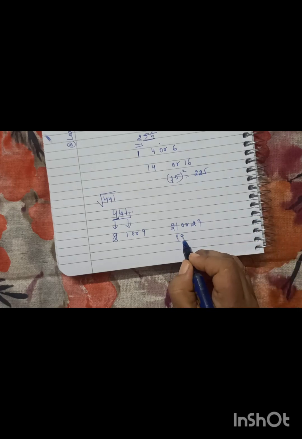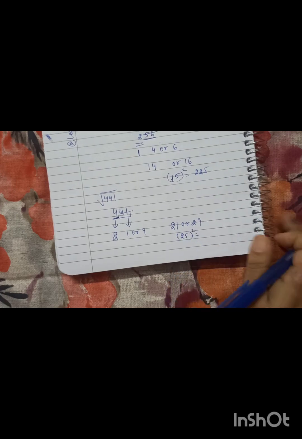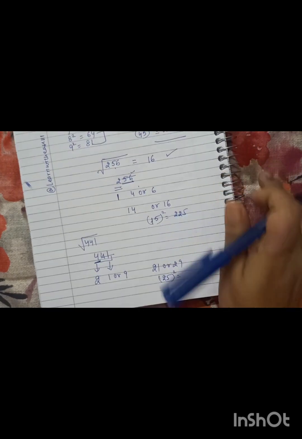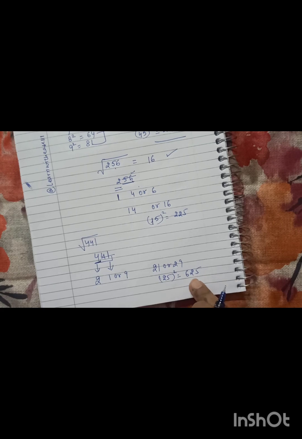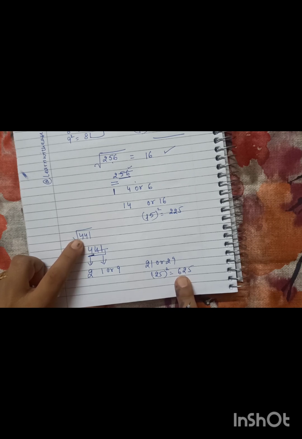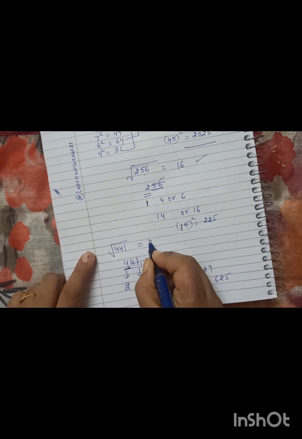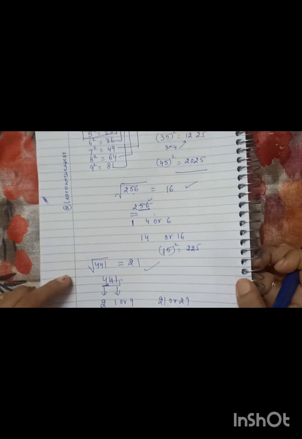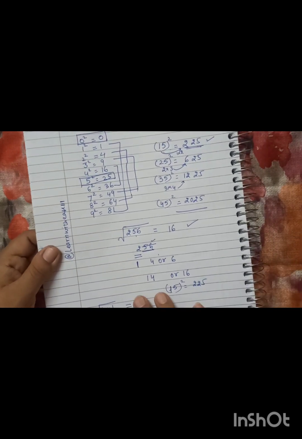Right, now I'll check for 25. 25 square, I've already told you the method to find 25 square, that is 625. Now 625 is greater than this. So the square root of this number should be less than 25. So the answer of this will be 21. Right? In a similar way, I can check any number.